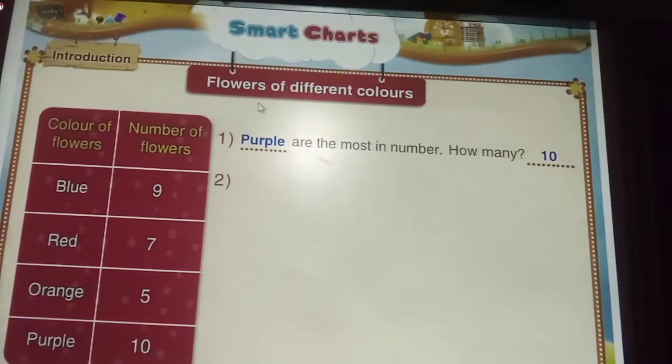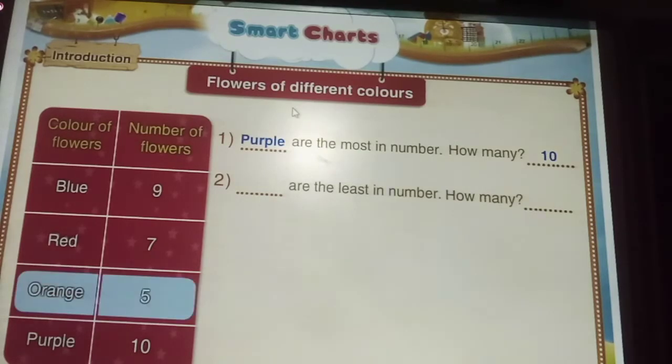2. Dash are the least in number. How many? Dash. Orange colored flowers are the least in number. They are 5 in number. So we write orange colored flowers and 5 in the blank spaces.